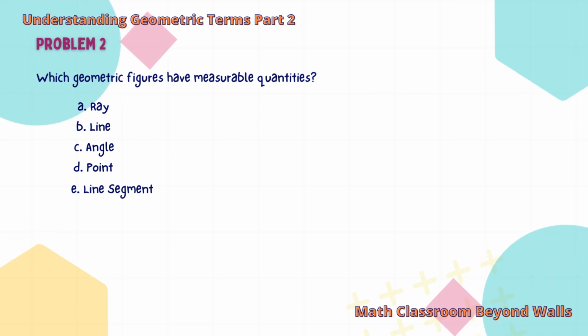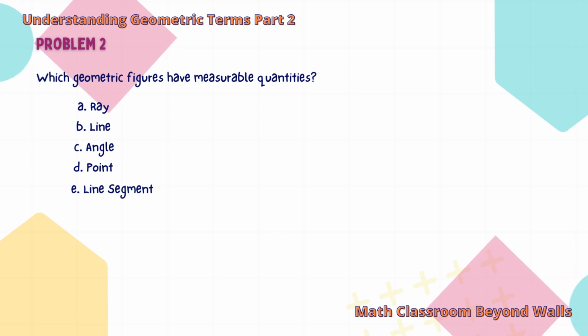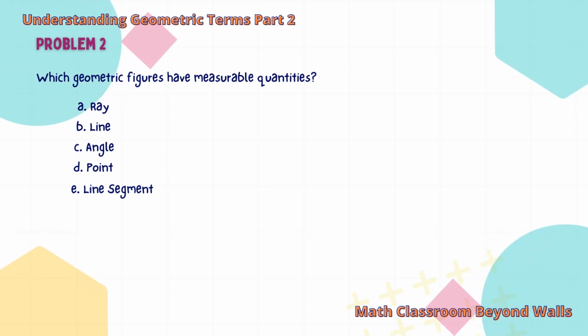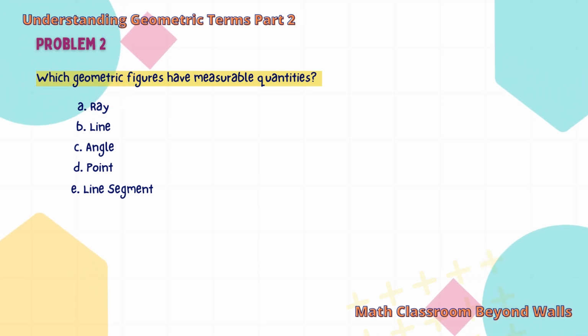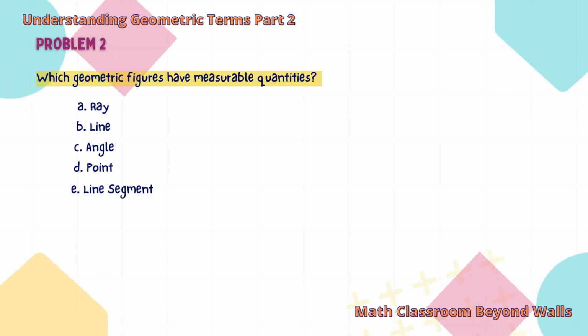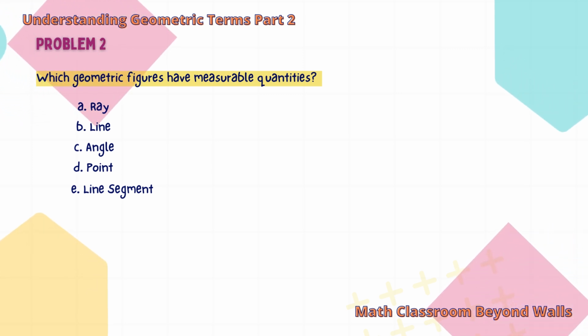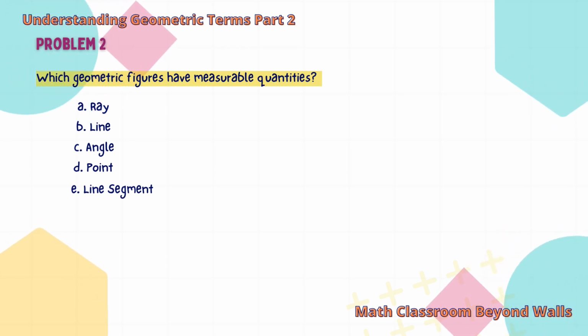As usual, we must read the problem and read it several times when needed. What are we looking for here, learners? Okay, so we are asked which geometric figures have measurable quantities. In other words, we are to determine which figure or figures can be measured. Again, to answer this question, we need to recall their descriptions or definitions. We had an extensive discussion of this in part 1 of our video.